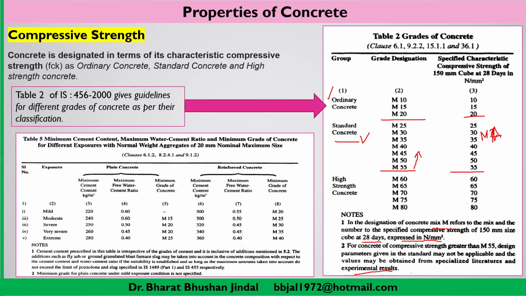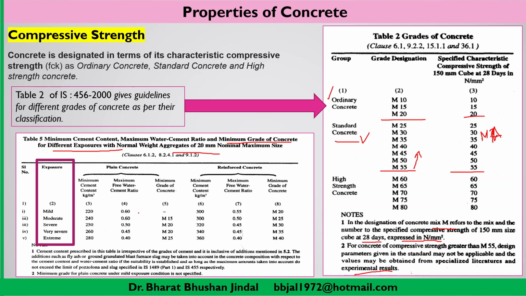Now another very important table in IS 456 is Table number 5. Now what information is in Table number 5? That is minimum cement content required, maximum water cement ratio, minimum grade of concrete. So we are more interested in minimum grade of concrete for different exposure conditions with a normal weight aggregate of 20 mm nominal size. So you can see here in the first column some exposure conditions as per IS 456: mild condition, moderate condition, severe, very severe and extreme.